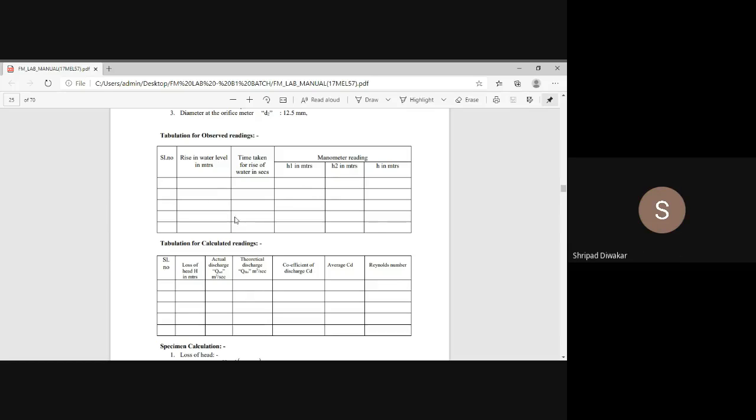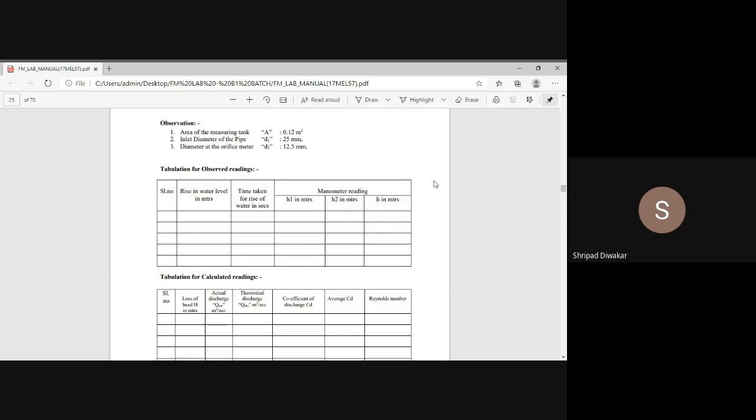Can you just note down the observation? Okay. There are three values you should remember. One is the area of the measuring tank. You remember, this area of the measuring tank is a common value for all the experiments.